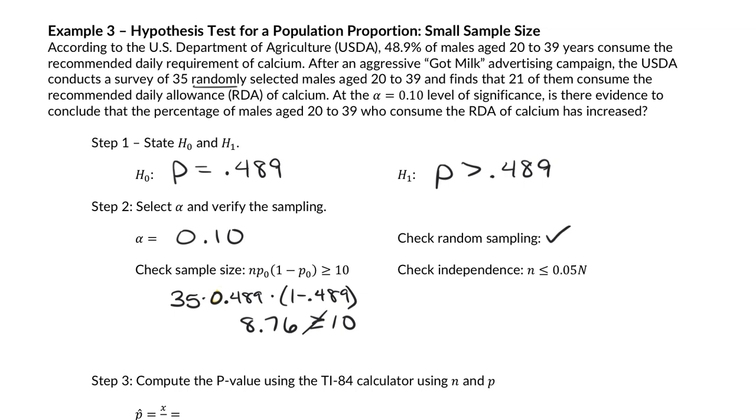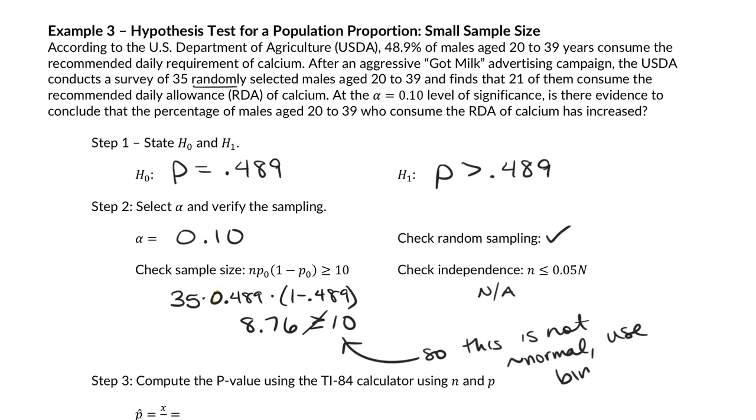Because this sample size is not large enough to assume that it is approximately normal, we cannot do what we did in the problems before. We don't even need to check independence because we don't have normality. So let's write a note to ourselves what this means. This is not approximately normal. Use the binomial probability formula.